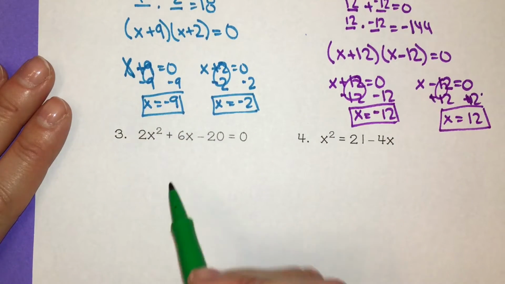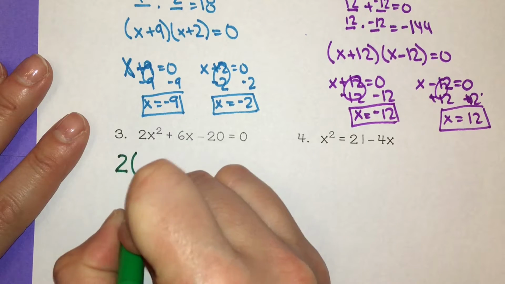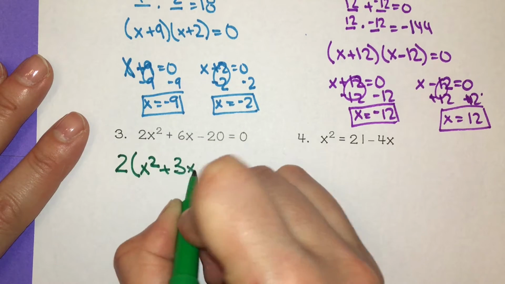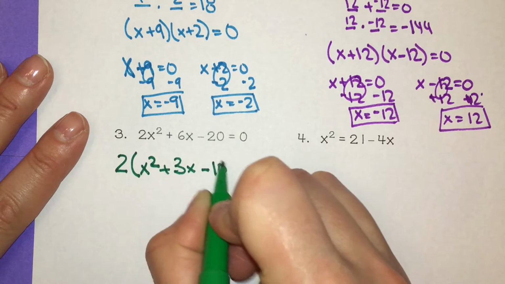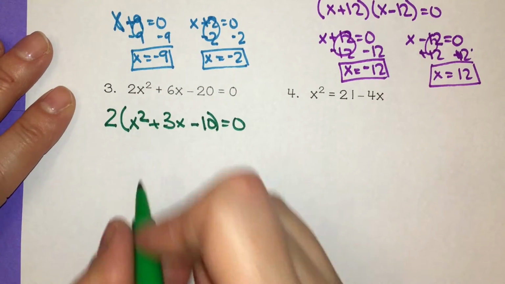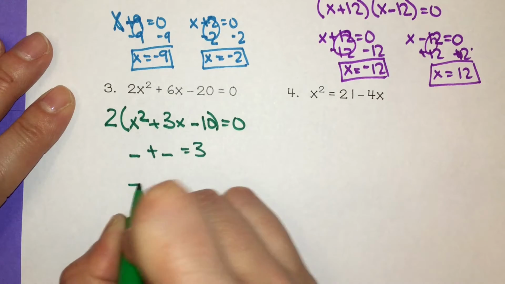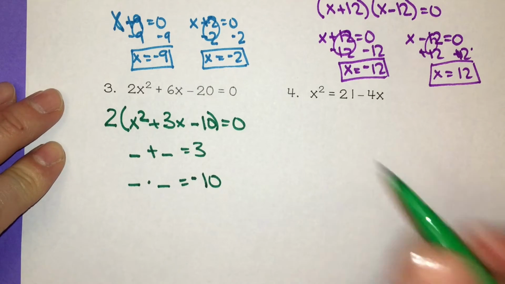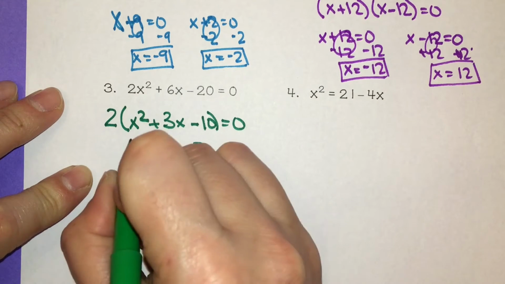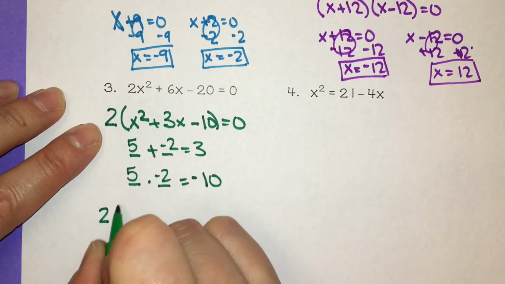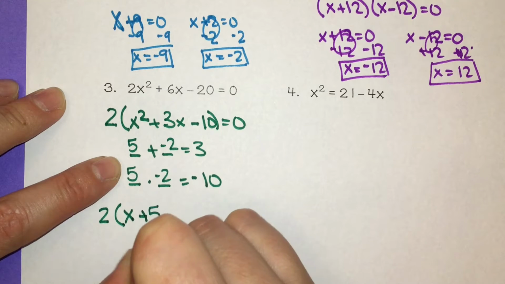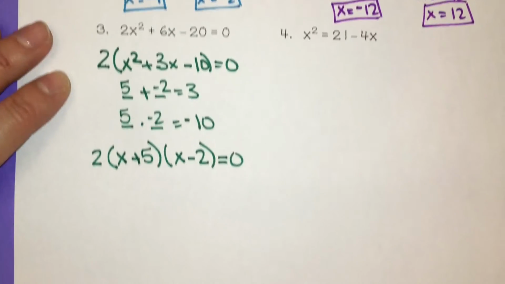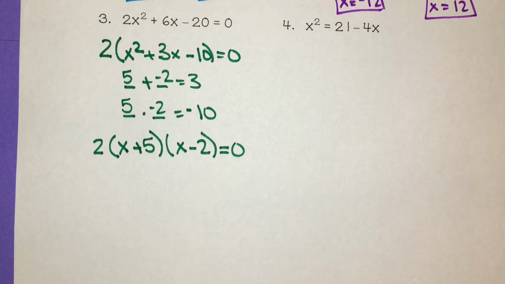All right, number 3, hopefully you factored out the 2. You have 2 times 2 divided by 2 is 1, so we're left with x squared, plus 6 divided by 2 is 3x, minus 20 divided by 2 is 10, equals 0. So now we can factor. What adds together to equal 3 multiplies together to equal negative 10. So you have 5 and negative 2. We have the 2 on the outside times x plus 5 times x minus 2 equals 0. It's okay if you had those switched because, well, in the end you're just solving for x and you're going to still have the same 2 answers.